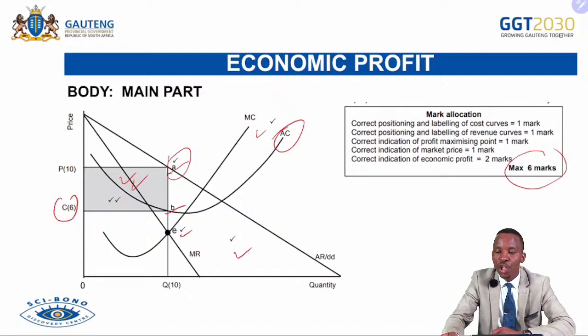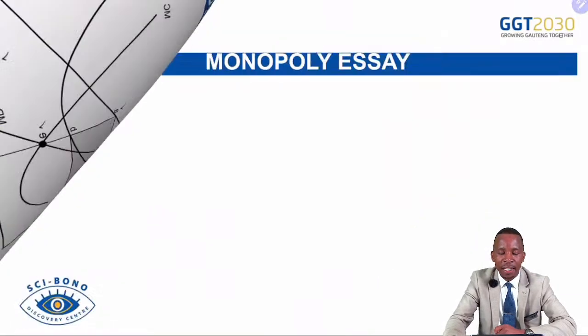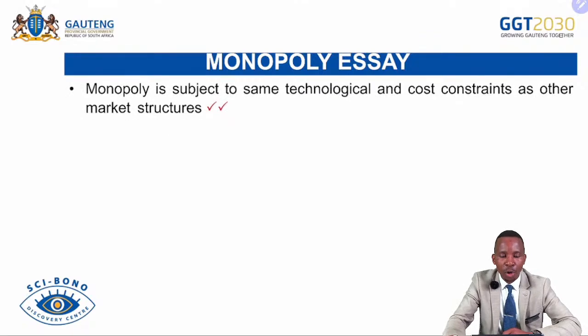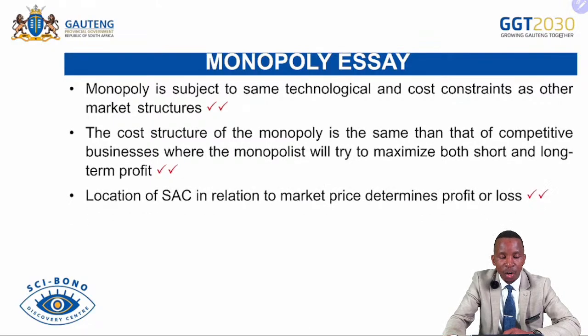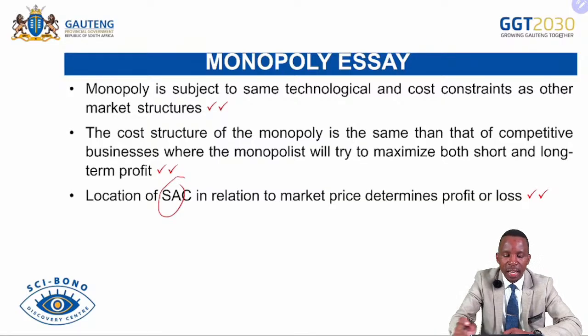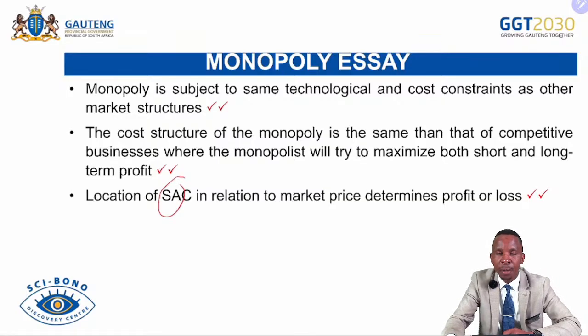Then what is next? You need to be able now to explain. Monopoly is subject to the same technological and cost constraints as other market structures. The cost structure of the monopoly is the same as that of competitive businesses, where the monopolist will try to maximize both short run and long run profits. The location of short run average cost in relation to market price determines the profit.